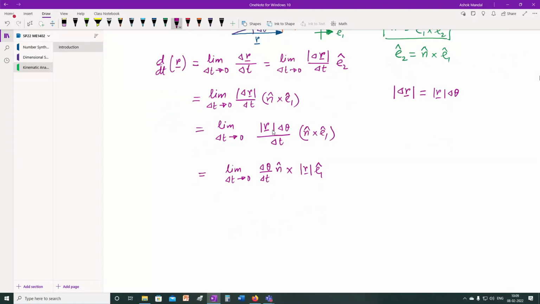This is a scalar quantity, so you can take it any side of this cross product. I have taken it that side. Is it fine? Yes, sir.